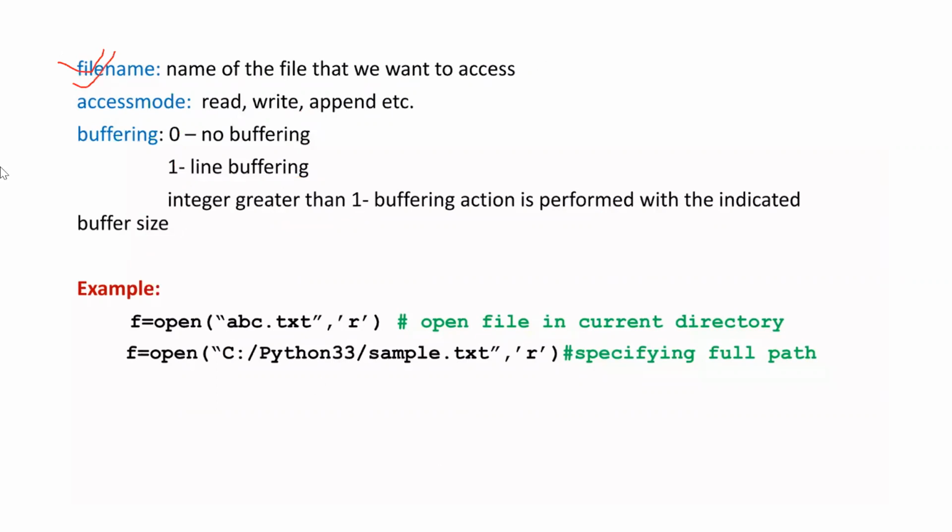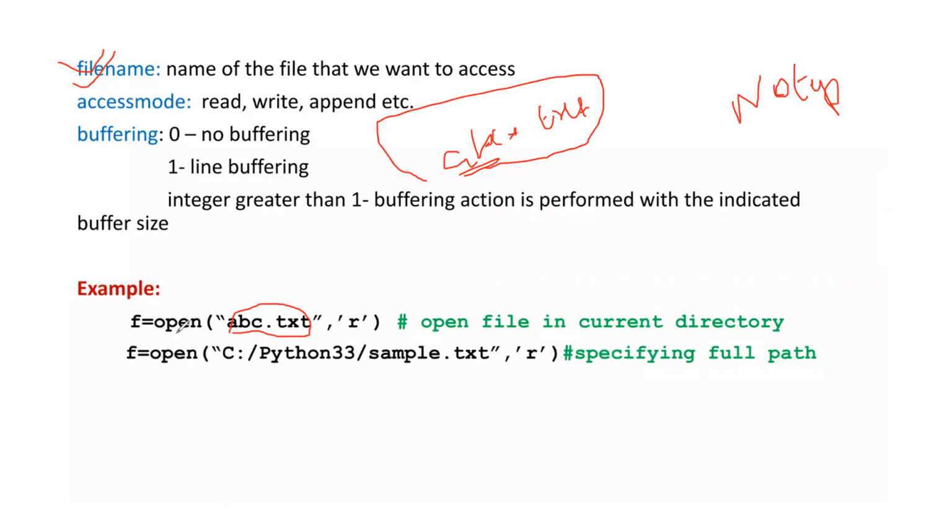And what are the examples? Simply, there is a file called abc.txt. In this, I have stored some data, a text file. You can open Notepad, create something with the name abc, and it will be stored as abc.txt. After opening that, what mode am I going to select? R. R means read. Read means the data which is stored in abc.txt, I want to access it in the Python code.